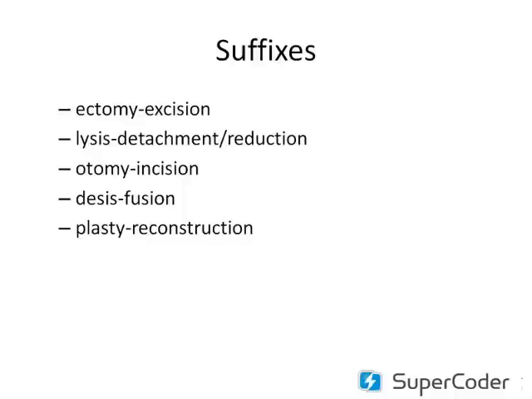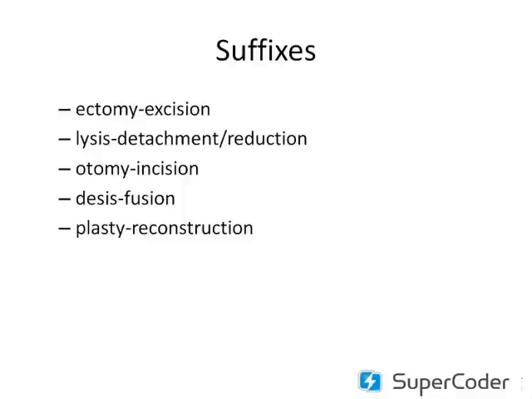The incision versus excision, which would be otomy versus ectomy. And lysis is a detachment or reduction. I also say sometimes that it's a stripping. Desis is fusion. And so if we're doing an arthrodesis, that's a fusion of a joint because arthro is joint. And then plasty is reconstruction, and it also can be plastic repair, but we don't necessarily need to have plastic to be able to report a plasty. So those are 5 of the common suffixes that will help you determine where you need to be within the CPT manual for coding.